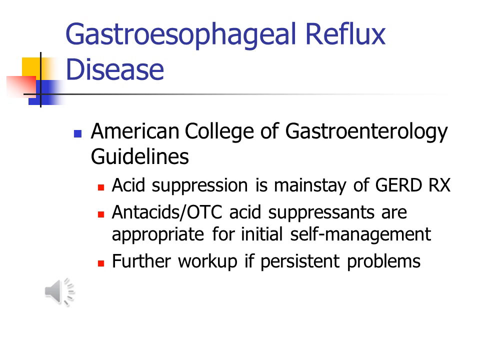That being said, however, many of these patients will require pharmacologic therapy to treat their disease. And the American College of Gastroenterology has put out guidelines for the treatment of gastroesophageal reflux disease. And these guidelines state that acid suppression is the mainstay of GERD therapy. Antacids and over-the-counter acid suppressants are appropriate for initial self-management, and I think that's a great point since many of these, including proton pump inhibitors, are now available over the counter.